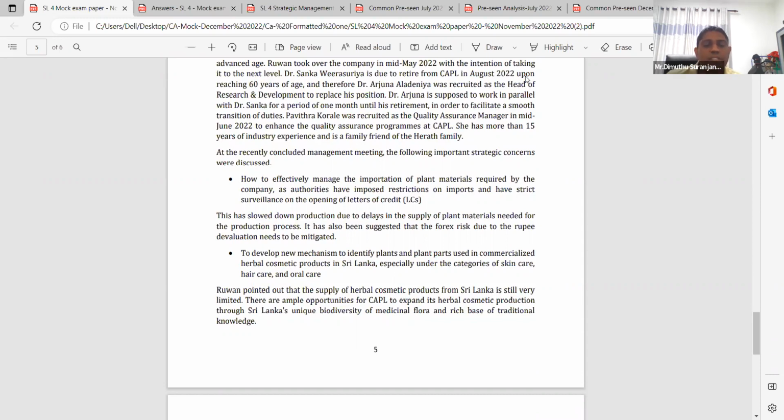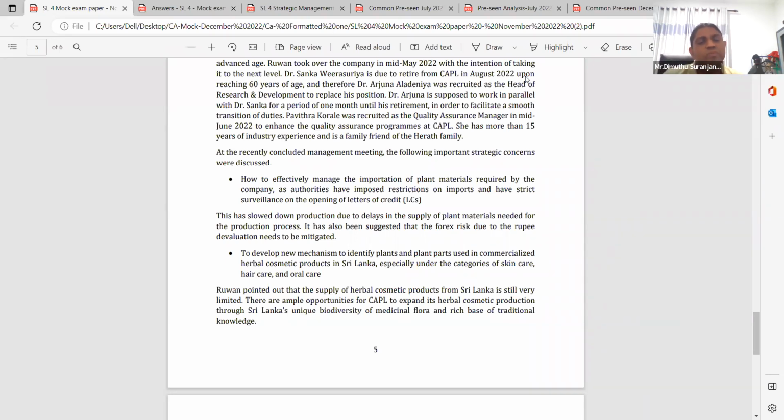It has also been suggested that the forex risk due to the rupee devaluation needs to be mitigated. Forex risks. What are the forex risks, guys? This is out of our scope. Transaction risk, translation risk. What is the third one? Can someone let me know? There are 3 forex risks, no? Transactions, translations. What is the other one? Economic, no? Economic risks. So forex risks due to rupee devaluation need to be mitigated.